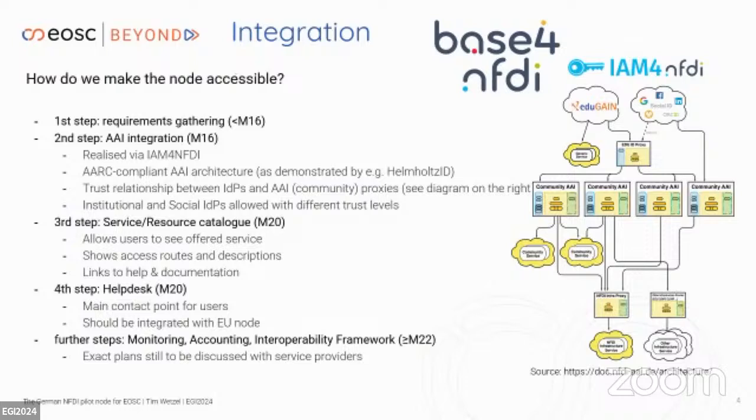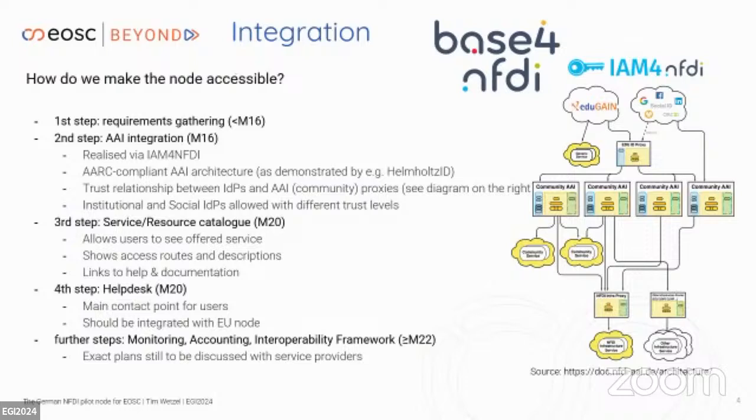This is realized via IAM for NFDI, which is located in Base for NFDI with an ARC-compliant AAI architecture as demonstrated by EGI Check-in, Helmholtz ID, all the other federated AAI services we have in Europe, with the trust relationship and institutional and social IdPs being allowed in there to make use of services.